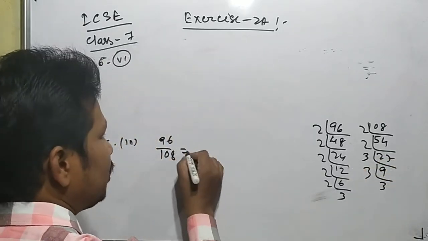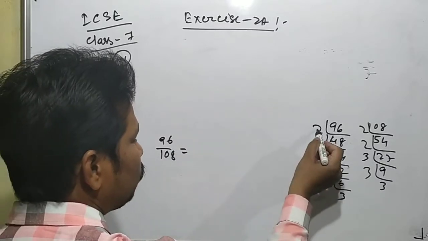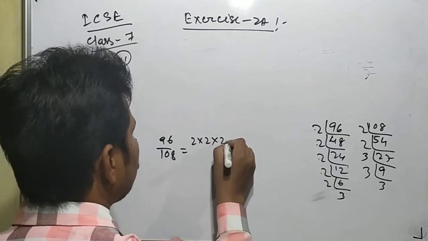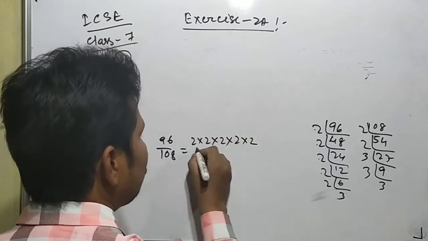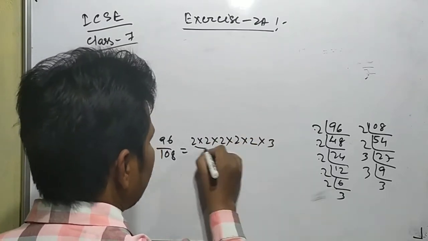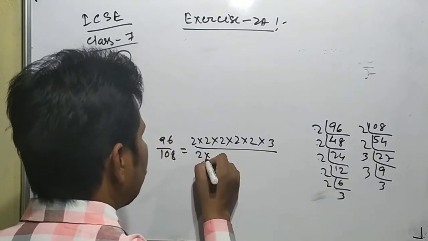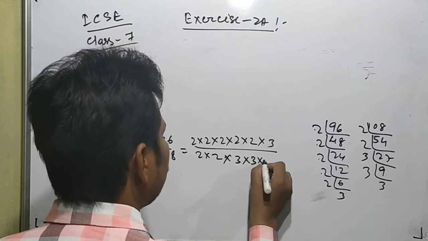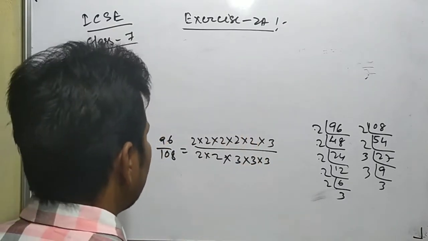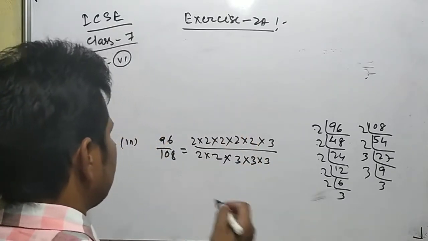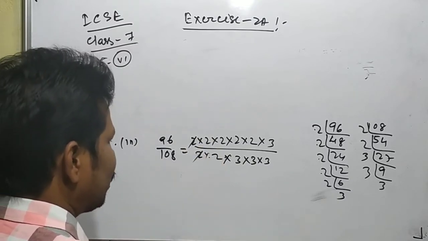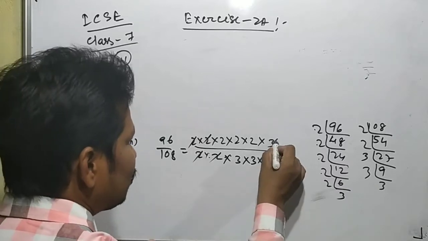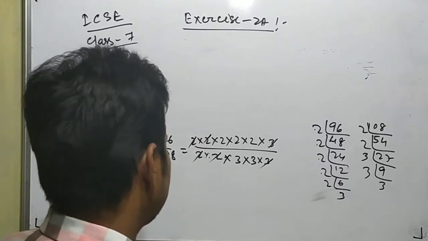So we can write here 96 equals how many 2s? 1, 2, 3, 4, 5. So 2 into 2 into 2 into 2 into 2 into 3, divided by 2 into 2 and 3 into 3 into 3. So now here we can cancel: one 2 with one 2, again one 2 with one 2 cancel. Again one 3 and one 3 are cancelled.